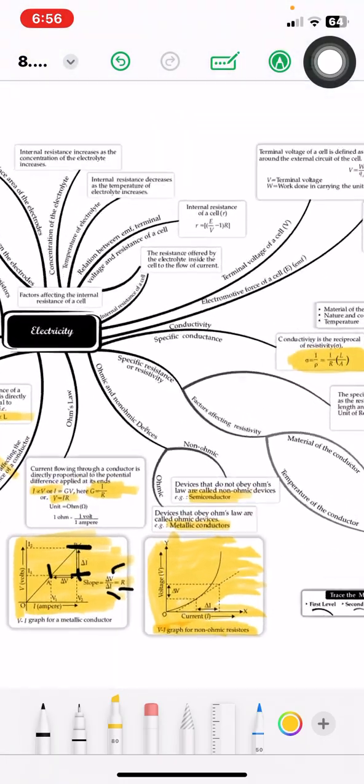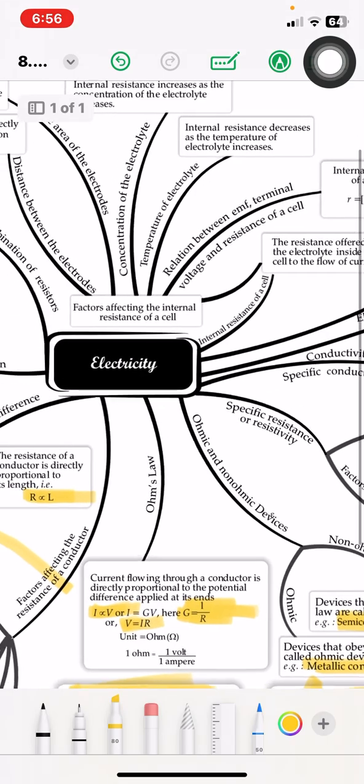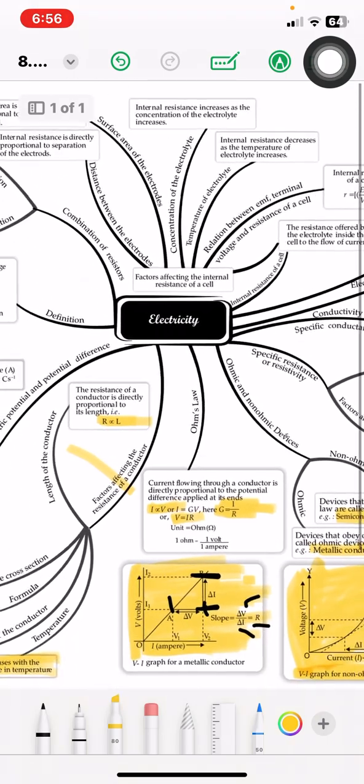This is the mind map and the important topics I have already discussed.